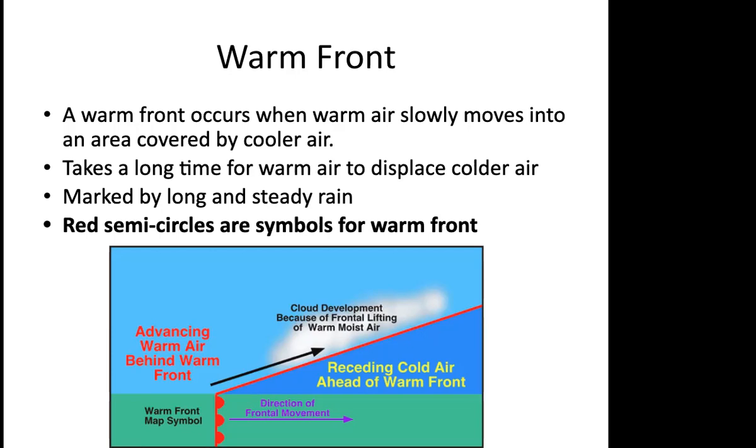All right. So a warm front occurs when warm air slowly moves into an area covered by cooler air. So it takes a long time for warm air to displace colder air. This is marked by a long and steady rain. When you see it, red semicircles are the symbols. So if you see red semicircles, red half circles, that means warm front. Think red, you think what? Heat, hot, right? So red semicircles are warm front.